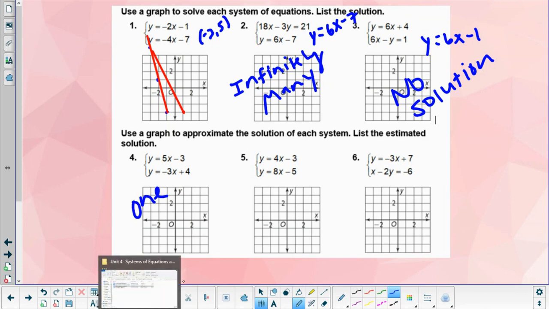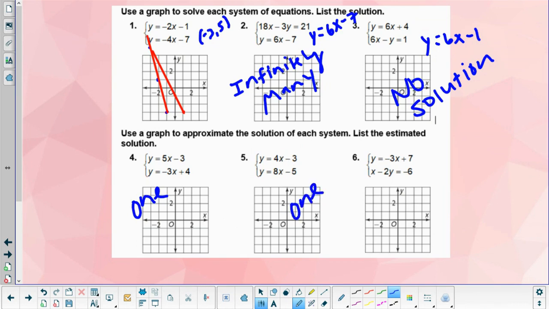Okay, so you should have an ordered pair for your answer for that one. Okay, this one here, again, different slopes. So this one is also going to have one intersection.